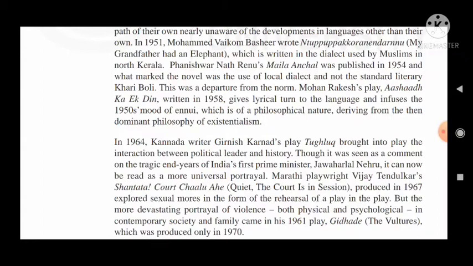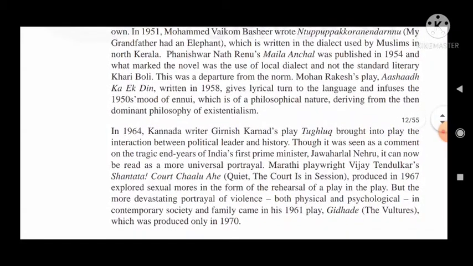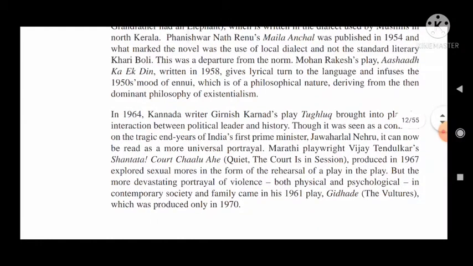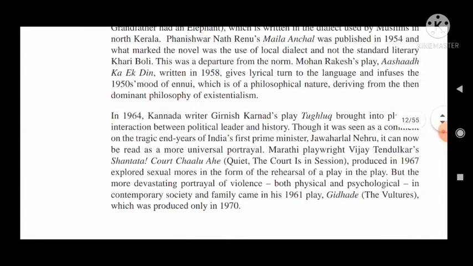Then Phanishwar Nath Renu's Maila Anchal was published in 1954, and what marked the novel was the use of local dialect and not the standard literary Khariboli. This was a departure from the norm.